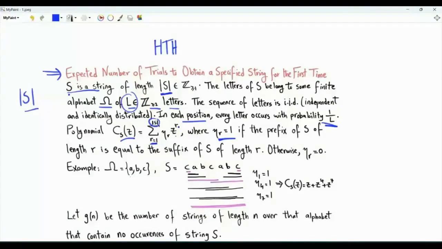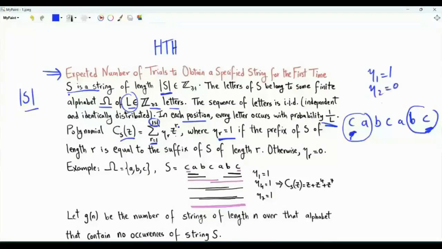Suppose that our alphabet contains the letters A, B, C and the string of interest is CABCABC. If R is equal to 1, we compare the very first letter in the string and the last letter. They are equal, they are the same. So eta 1 is equal to 1. If we take these two letters, that's CA, and these two letters, BC, these are different substrings. Eta 2 is equal to 0. If we take the first three letters, CAB, and the last three letters, ABC, they are different. Eta 3 is equal to 0. The first four letters are CABC, the last four letters are CABC. We have equality. Eta 4 is equal to 1.